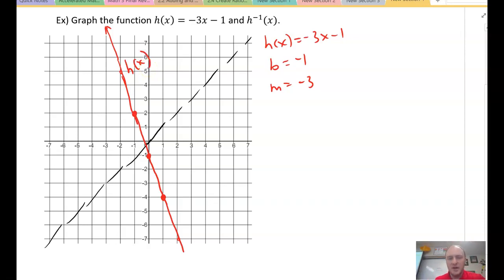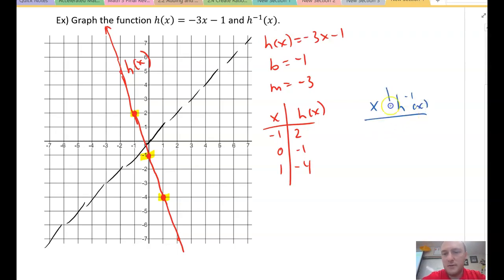All right, so I want 3 points, and I'll just choose these points here. I'll make a table that helps organize information for me. So we have (negative 1, 2), (0, negative 1), and (1, negative 4).